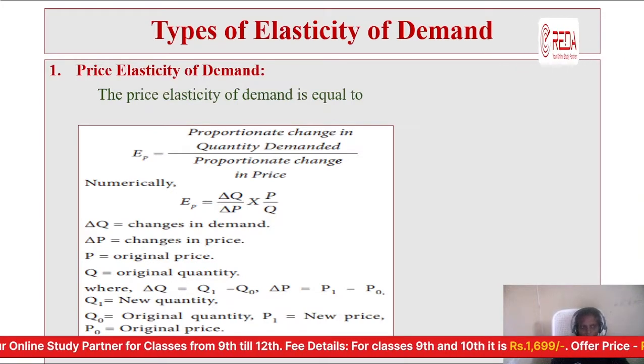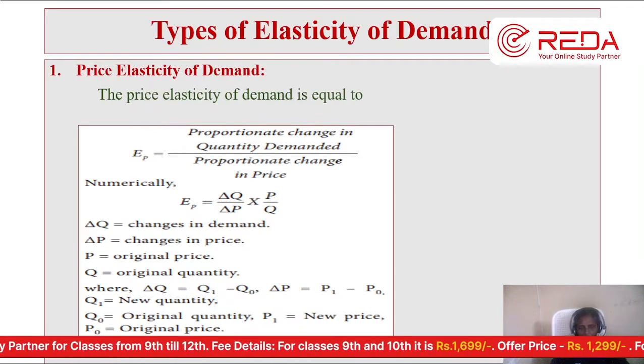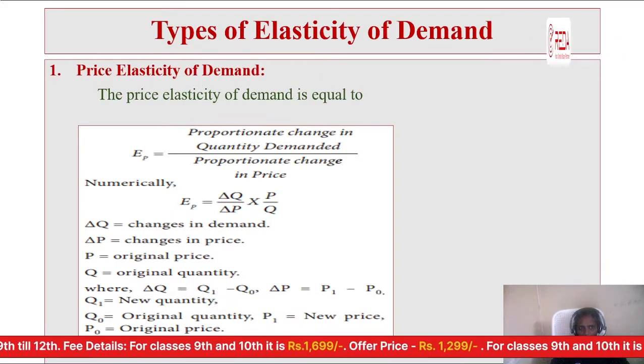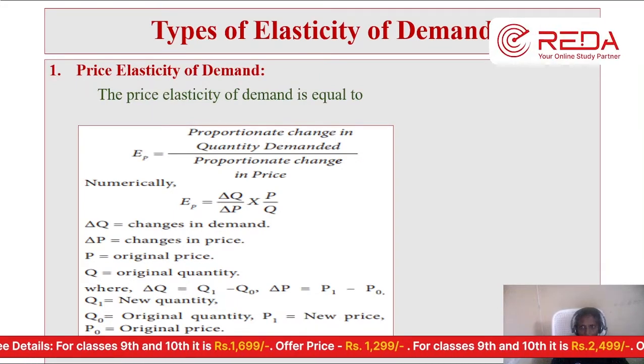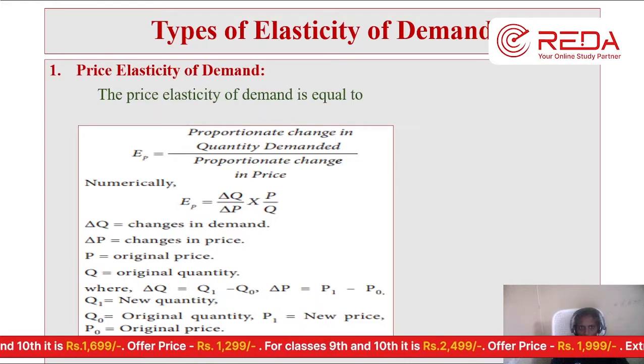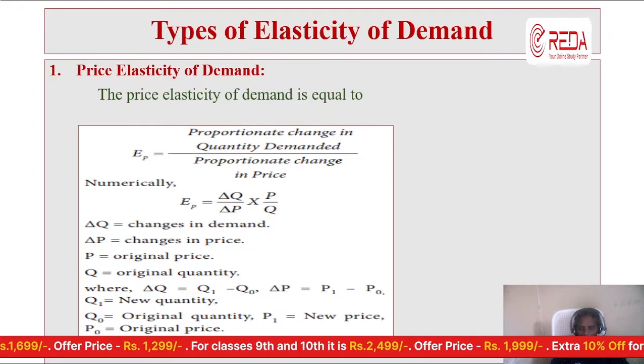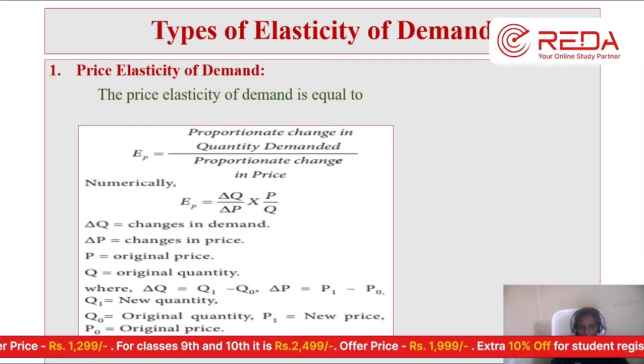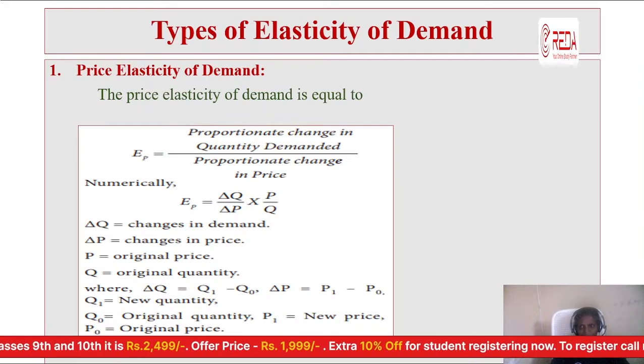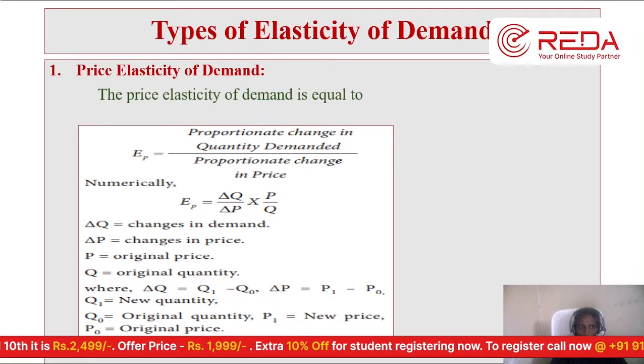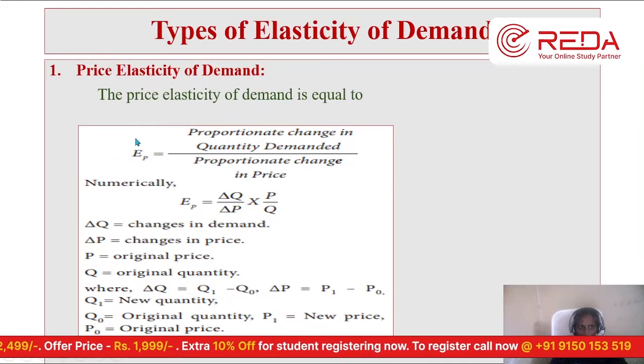The first one is price elasticity of demand. We can write this in a very short form: EP is equal to proportionate change in quantity demanded divided by proportionate change in price. This EP is nothing but price elasticity of demand. In short, in economic terms we write it as EP.